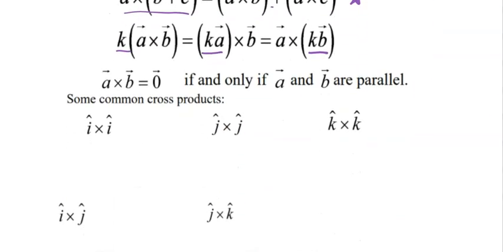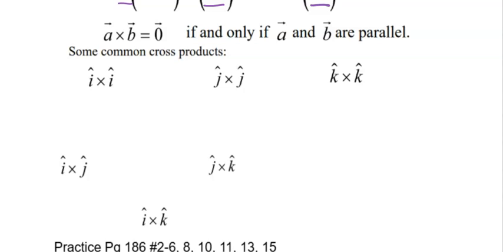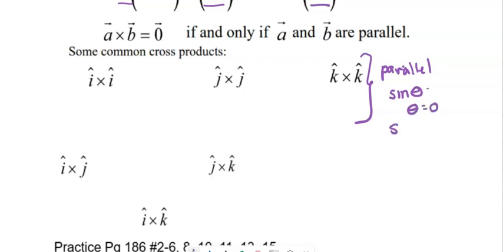Okay, some other things to consider here are the products of the unit vectors i, j, and k. So in this set, these vectors are parallel to each other. Well, they are the same. And the angle between them is 0. And sine of 0 is 0. So the cross product here is 0.